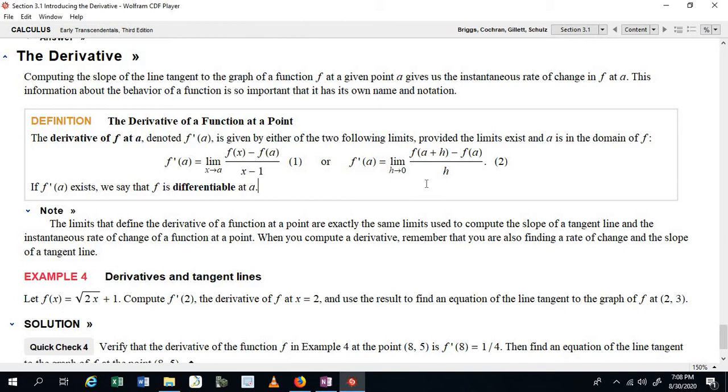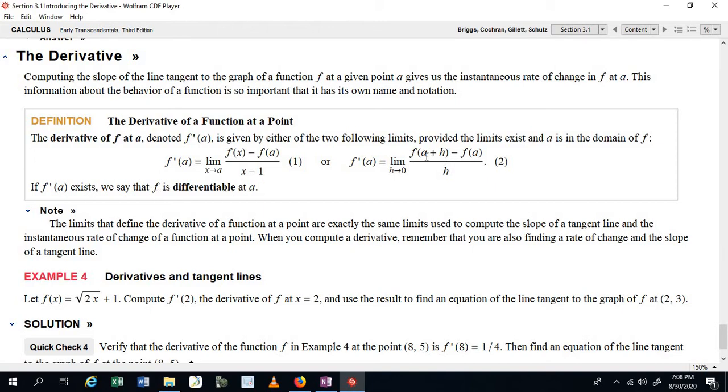Or another way you can write this derivative of f evaluated at a is equal to the limit as h goes to 0 of f evaluated at a plus h minus f evaluated at a, divided by h. Now, if this derivative of f evaluated at a exists, then we say f is differentiable at a.